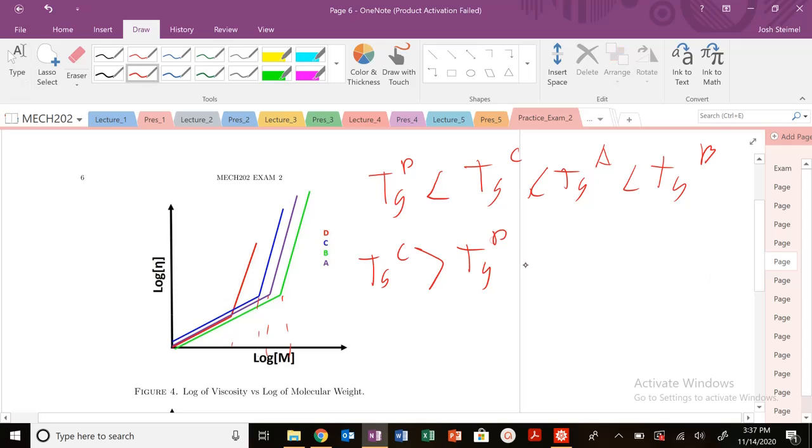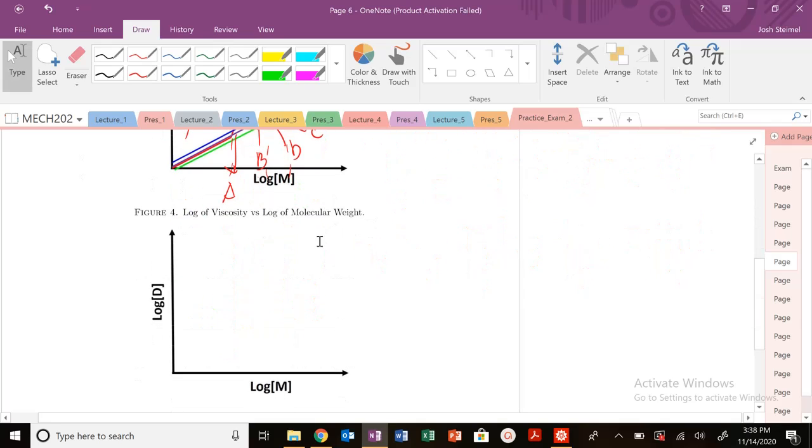It's greater than D, it's greater than Tg of B, it's greater than Tg of A. So it should be here, this should be C, D, B, A. That's it. And we know that the slopes are going to be 1 and 3.4 in those regimes. That's not going to change. Just this kind of shift in molecular weight.